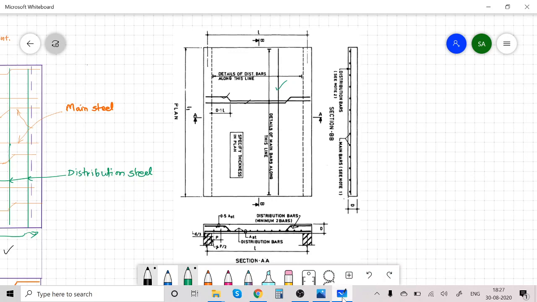In the next lecture, we will study the design of two-way slab and cantilever slab. Thank you.